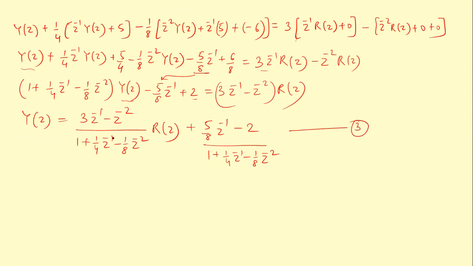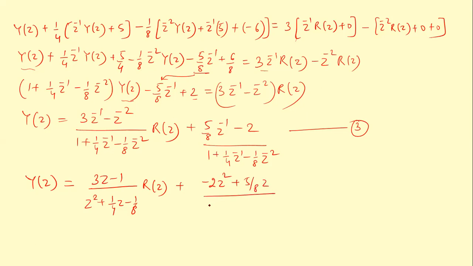Now we can divide this equation by z inverse square, and so we can get this equation as a simple equation, which is 3z minus 1 divided by z square plus 1 by 4z minus 1 by 8 into rz, and this here can be written as minus 2z square plus 5 by 8z, and then we have z square plus 1 by 4z minus 1 by 8, right? So this is, let us say, equation number 4.